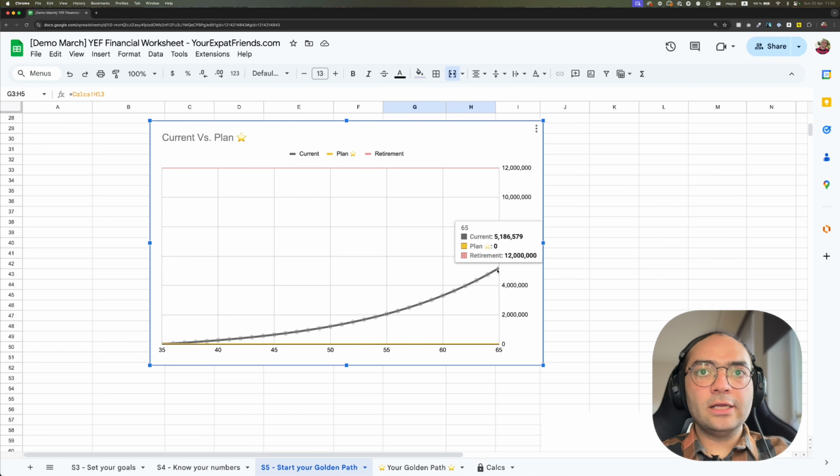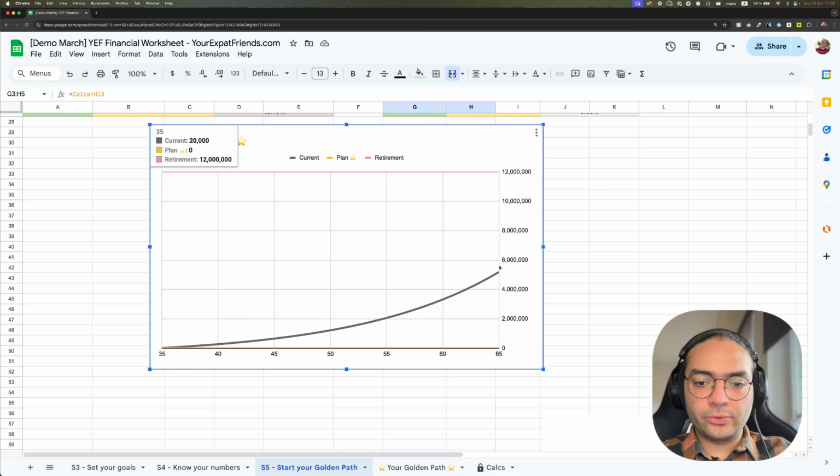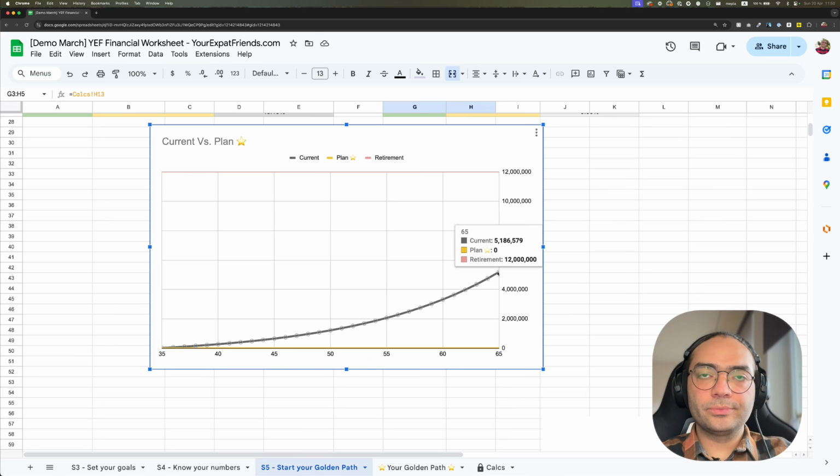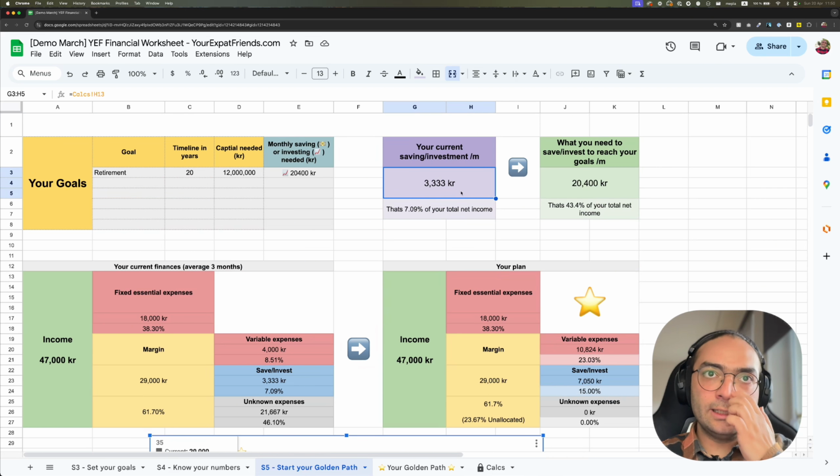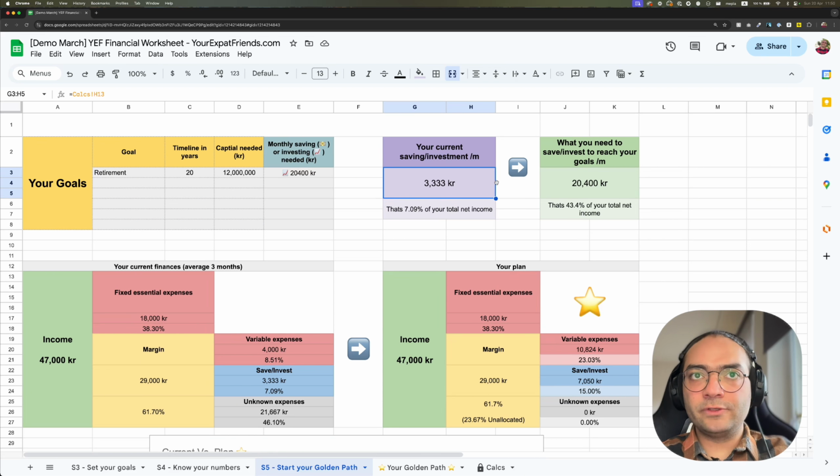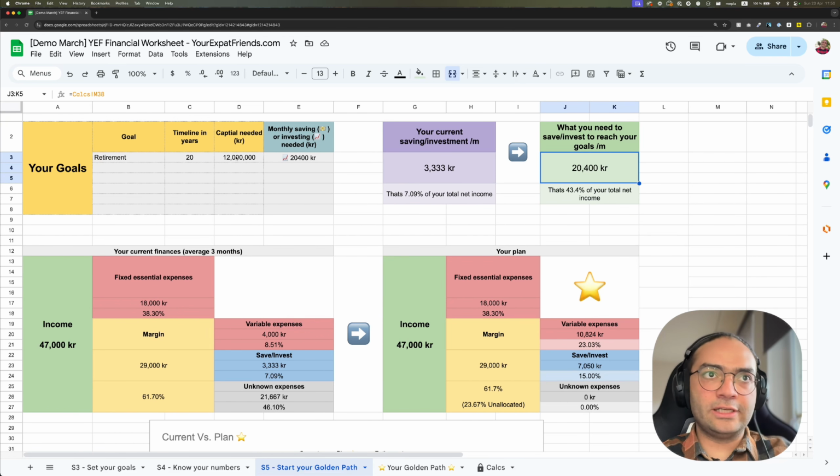So by the time I'm 65 years old, saving 3,300 kroner per month, I'm going to end up with 5.1 million kroner, which is not even close to the retirement goal that I had for myself, which was 12 million kroners, right? So that is very clear, because we are seeing there's a huge difference between what I'm saving and what I need to save for that particular goal.